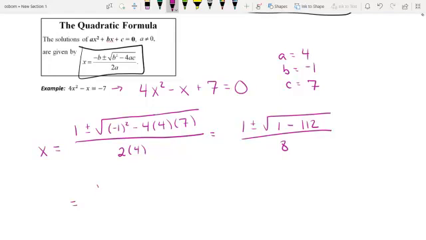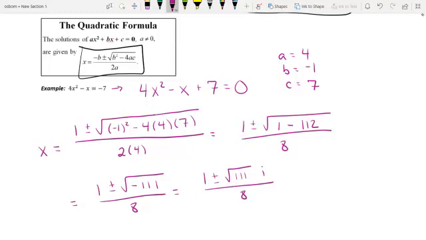Alright, so this gives me 1 plus or minus the square root of negative 111 divided by 8. Now, we aren't going to leave our answer in that form because right now it has us taking the square root of a negative number. So we want to pull that i out. Right? So that would be 1 plus or minus the square root of 111 i over 8.